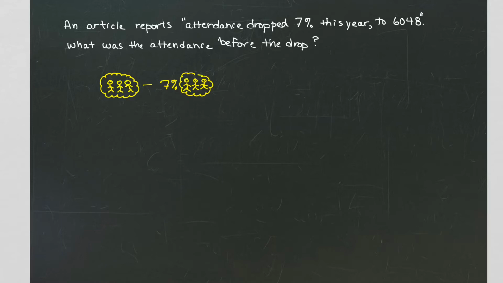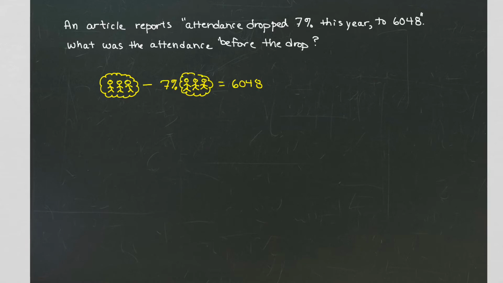And how can I achieve that? I can think of it this way. I start with an original group, and then I subtract 7% of that original group. That gives me the new attendance after the drop, which is said to be 6,048. This sets up my scenario, and so now what am I going to do?